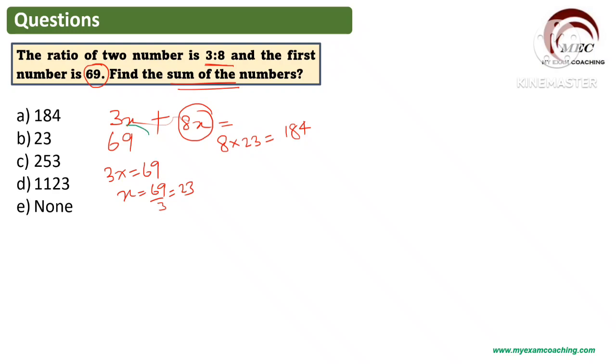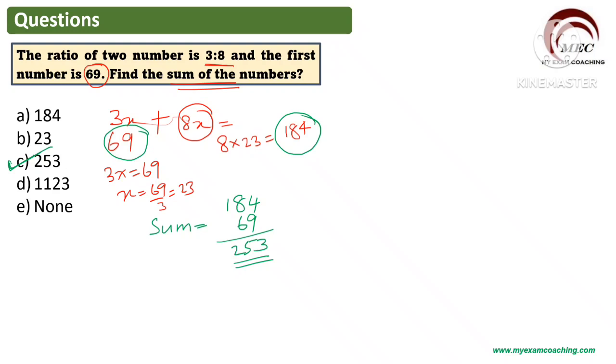First number we got 69, it is given in the question, and second number now we found out, that is 184. So what we want is the sum of the numbers. So sum of the numbers will be equal to what? We have to just add 184 plus 69. So we will get this as 3, 14 plus 1, 15 and 2. 253 is the correct answer. So from the given options, you can check 253 is here, option C. So option C is the correct answer.